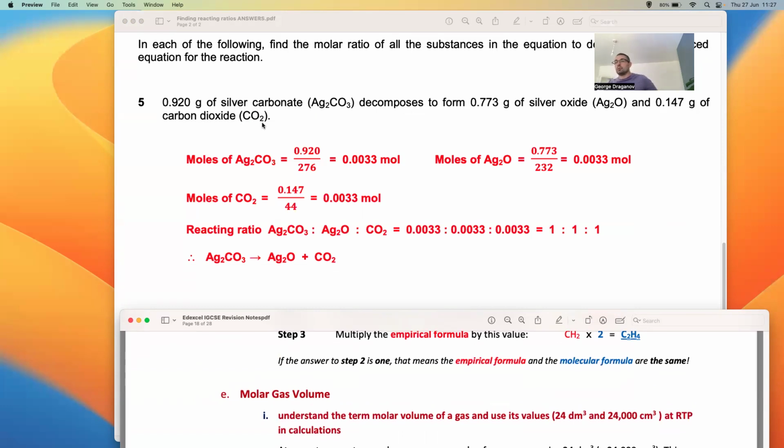Step 1, moles equals mass over Mr. So divide each by the Mr. I'm not going to talk through each individual one, you have to use the periodic table. This one will be 276, so you divide them. This one will be 232, divide them. Carbon dioxide is 44, 16 times 2 plus 12. So divide it, and you actually end up with the same number each time. So the simplest whole number ratio obviously is 1 to 1 to 1. You divide everything by the smallest number, and you get 1 to 1 to 1. So when you write out the equation, it's 1, 1, and 1. You don't have to put any numbers.